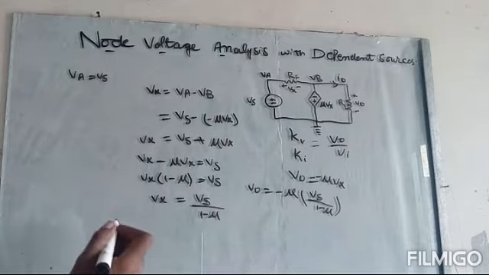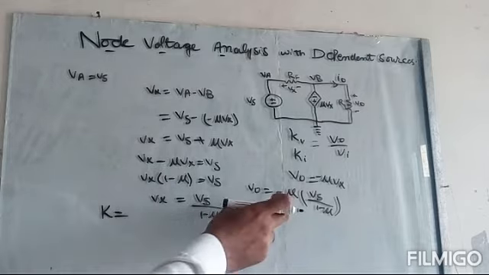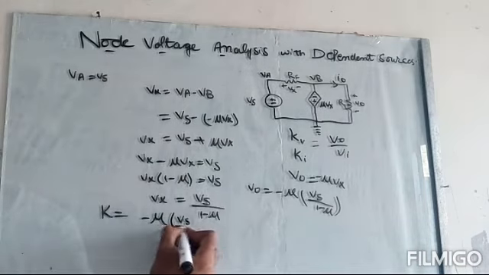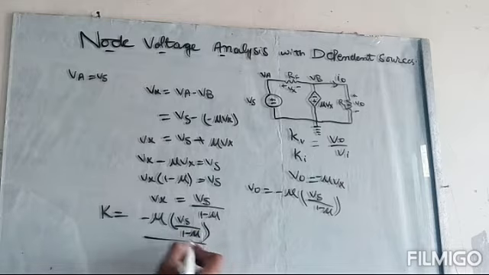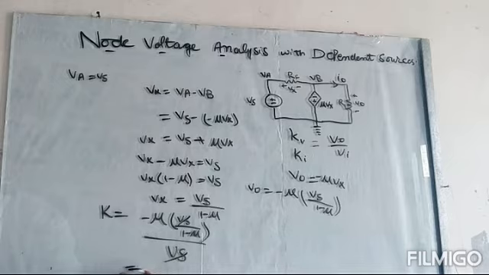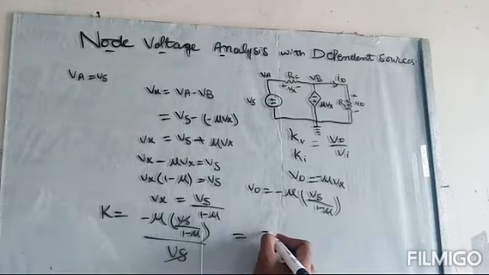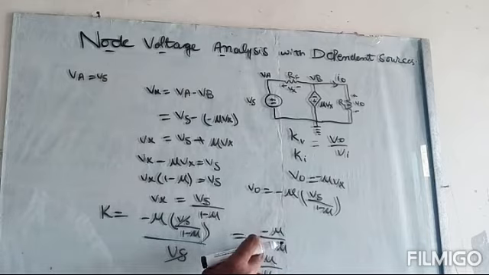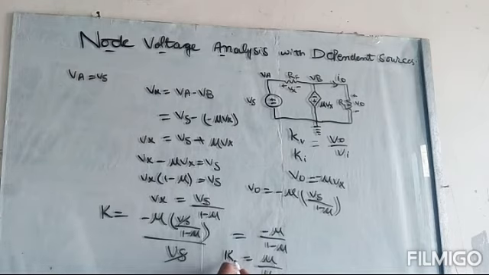This is our V0. K will be equal to output divided by input, so minus mu Vs over 1 minus mu divided by Vs. So this Vs will be cancelled with this one, so K will be equal to minus mu divided by 1 minus mu, and it can also be written as mu over mu minus 1. This minus is multiplied by this term. So this is our Kv.